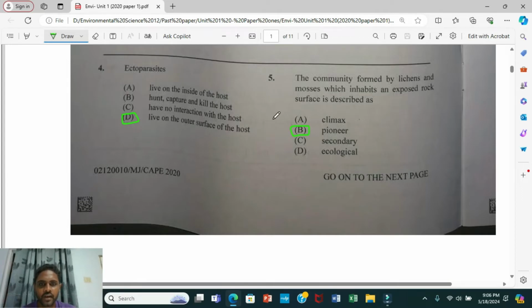All right. So 5 here now says the community formed by lichens and mosses, which inhabits an exposed rock surface, is described as. Of course, these are pioneer species, meaning these species were the first to start life on the rock or a bare piece of land that has never had life before. All right, so the first species would be a pioneer species.